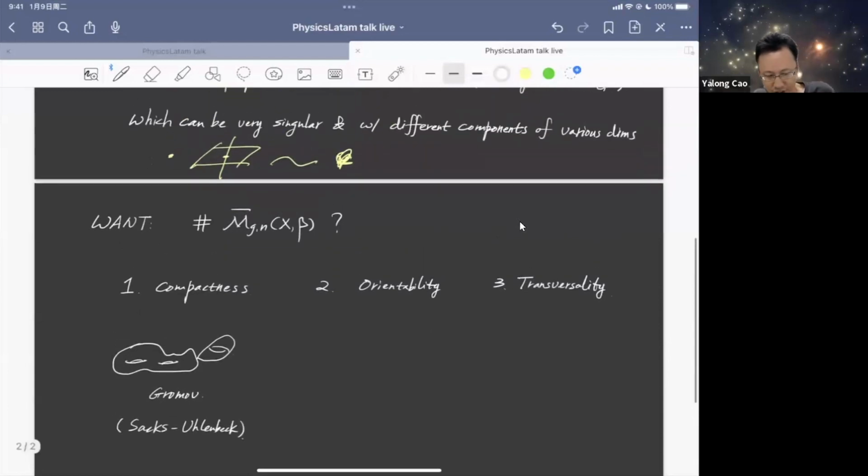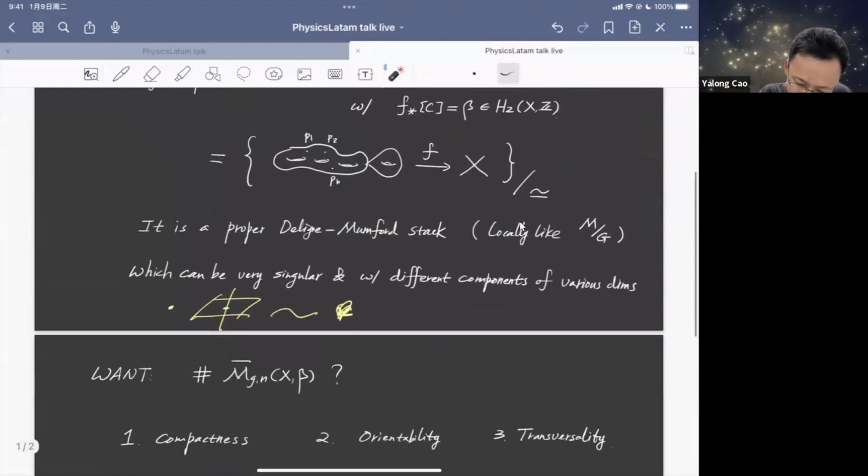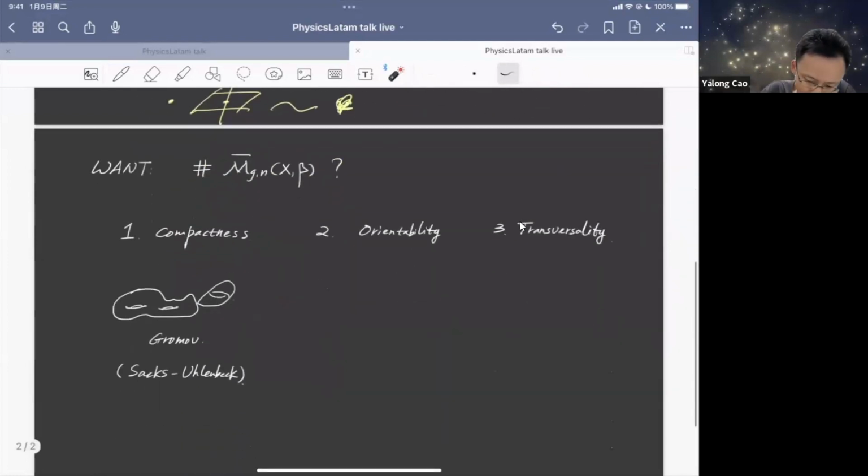So after adding such nodal curves and considering such stable maps, you can obtain some compact space. The second issue is about orientability, but in this case, everything is defined over the complex numbers, so it's naturally oriented, because everything is over C.